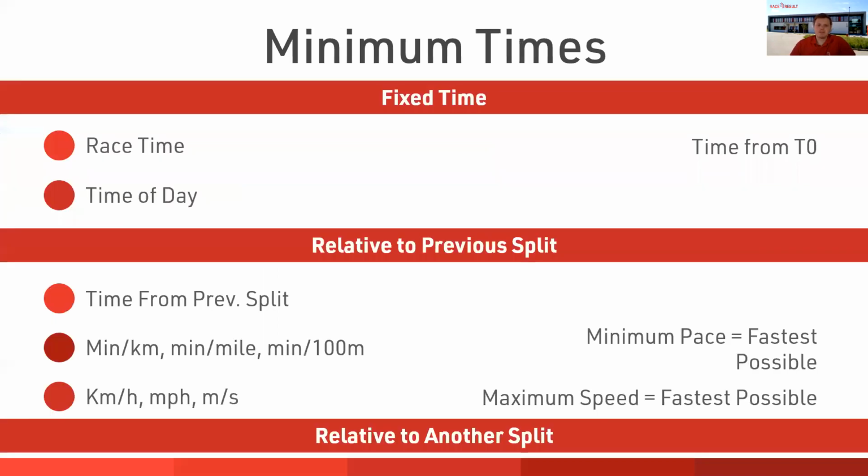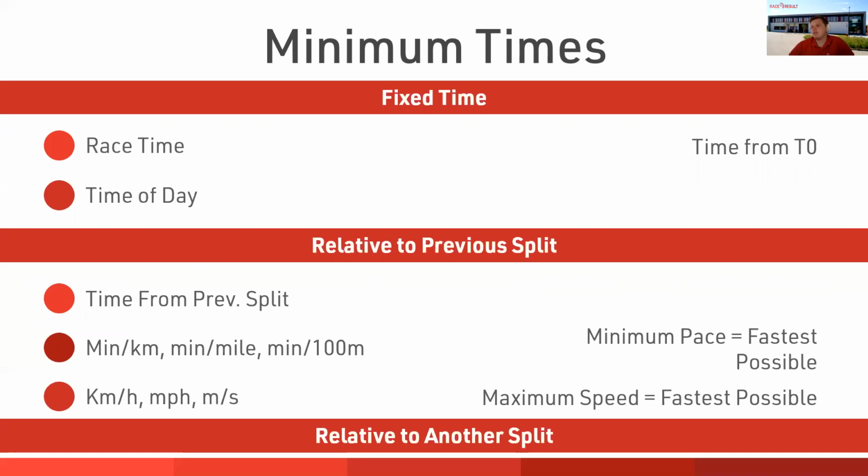When looking at the min max, we have a few different options. Either we refer to a fixed time, which can either be the race time, so the time from T0, or the time of day. So we could, for example, say the 5K split is only valid if it has a time between 15 minutes and an hour 30 from T0, race time. Or the 5K split is only valid if it has a detection between 5 p.m. and 6:30, which would be the time of day.